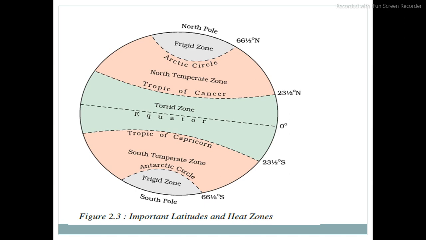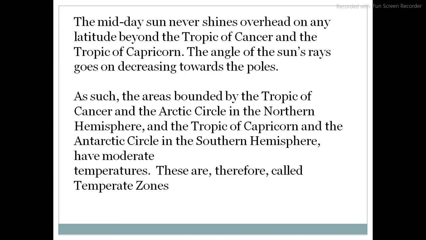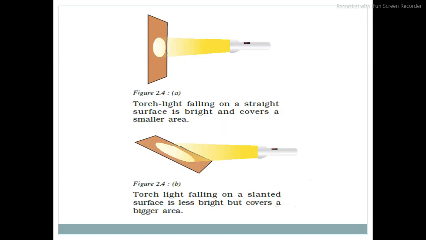This is your today's homework, figure number 2.3, the important latitudes and heat zones. Now you can draw. In this figure you are observing two things. The latitudes are observed by you. Second point is the important heat zones of the earth. So now this diagram is explained to you. Now you can draw it in your notebook. Second point is that you have to write the 3 heat zones, right?